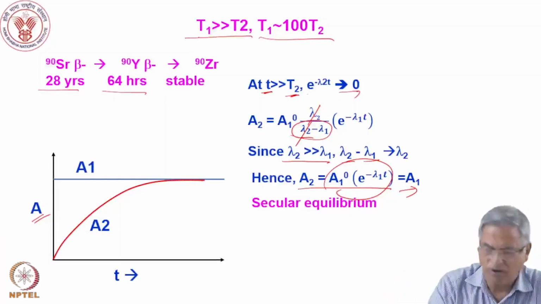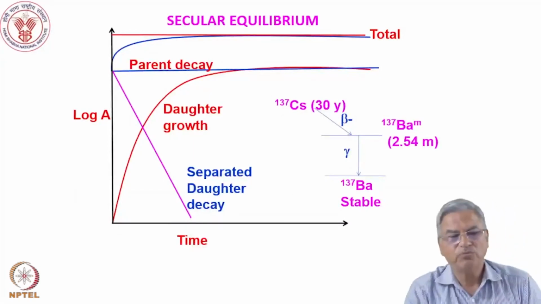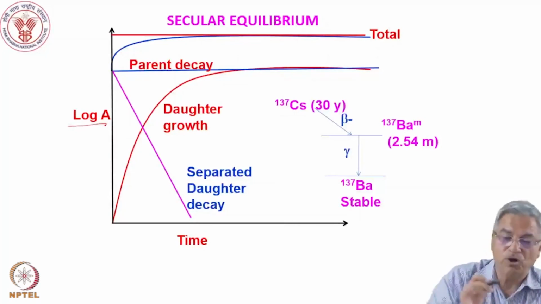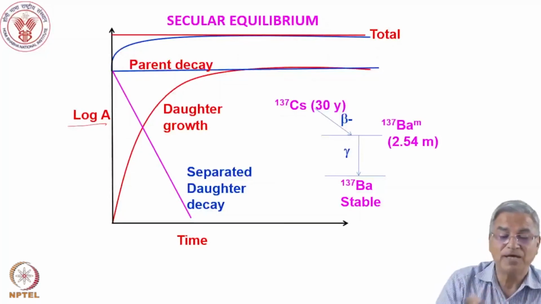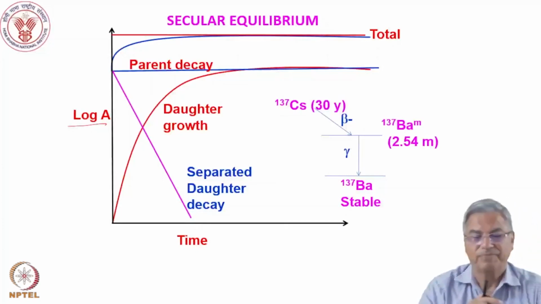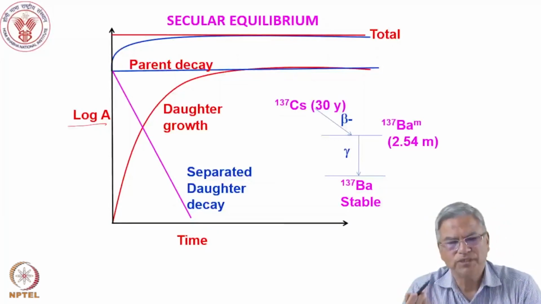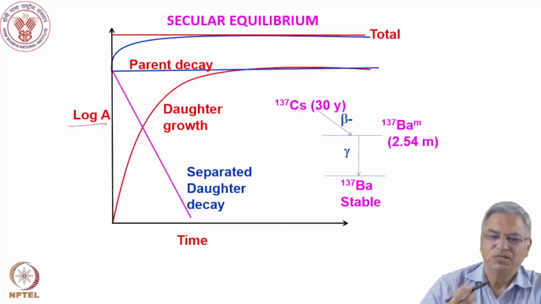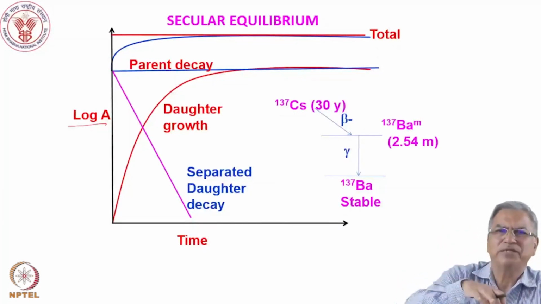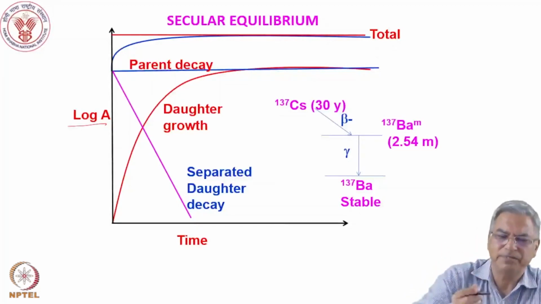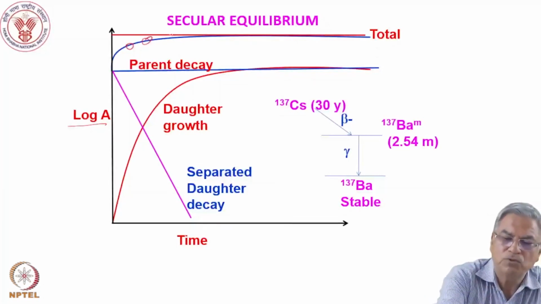Now I will give you an example of this secular equilibrium. Here I have taken a log scale, because on a linear scale the growth of the daughter would look linear. This is an experiment one can do in the laboratory to resolve the total activity into parent and daughter activity and then find out their half-lives. Suppose you take a parent isotope and do chemistry to separate and purify it. You have pure, freshly purified parent activity, and then the total activity will grow like this.